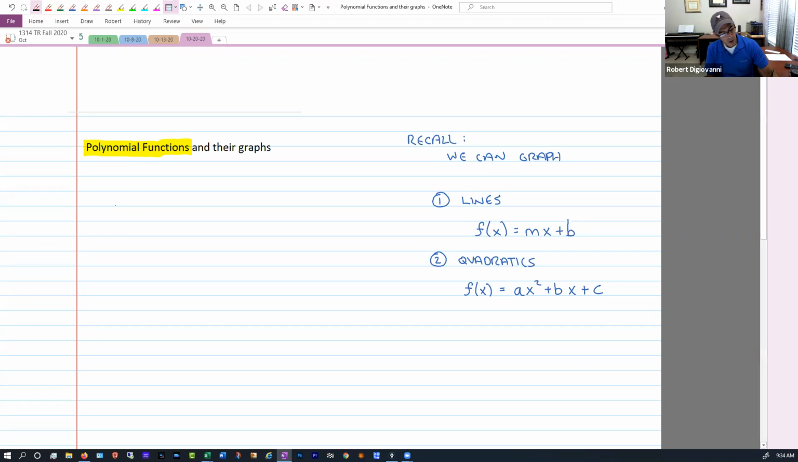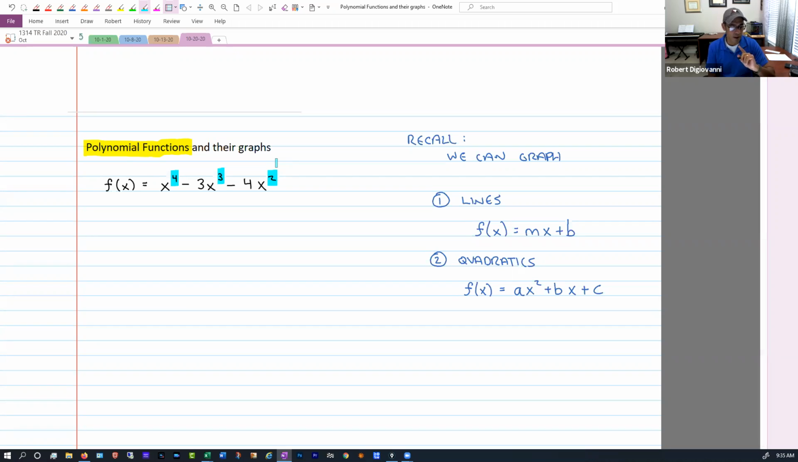Your first example of a polynomial function is this one: x to the fourth minus 3x to the third minus 4x squared. What you're going to notice is that we have x's raised to different powers. And notice that each of those powers is a non-negative integer.